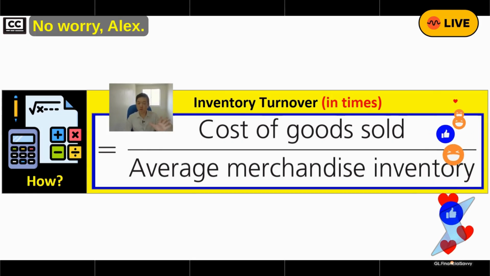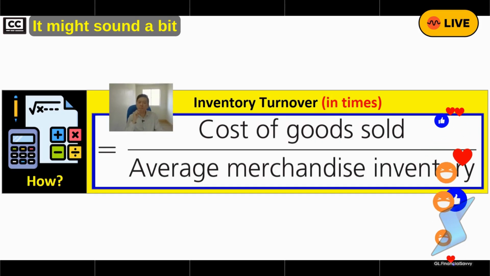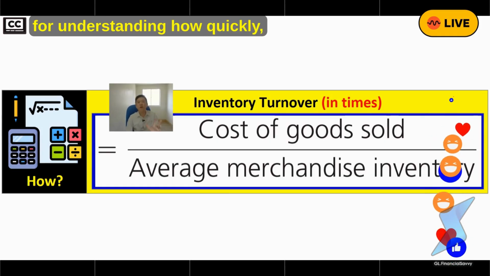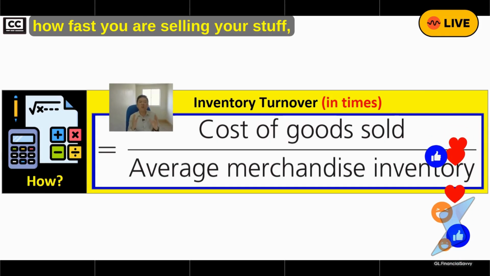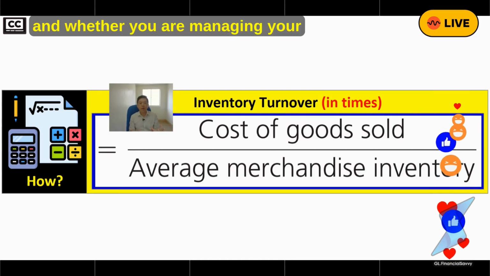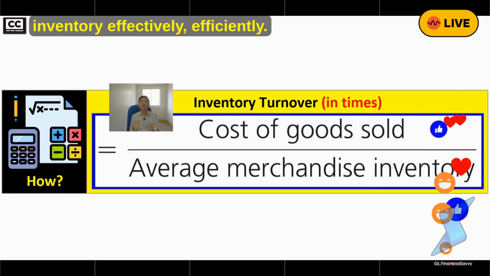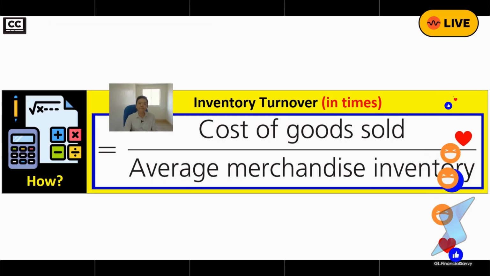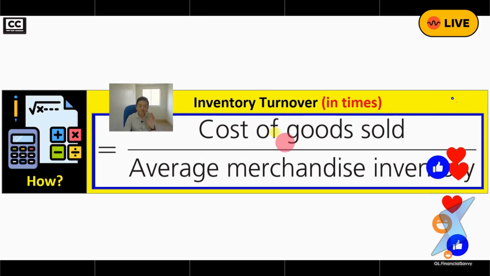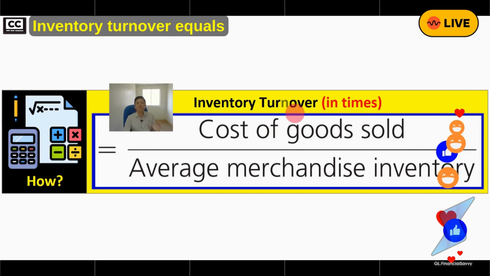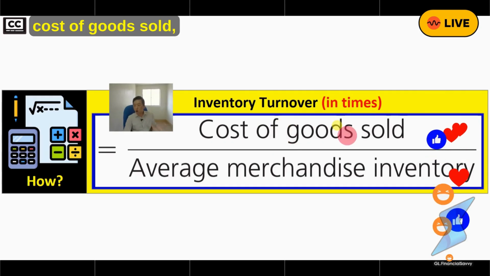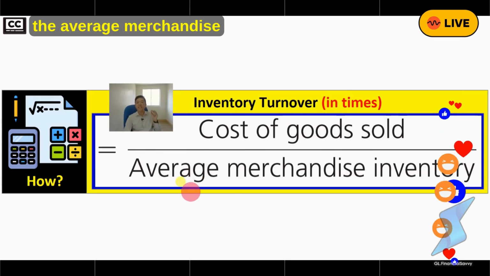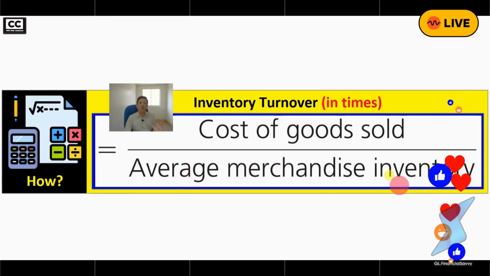No worry, Alex. It might sound a bit technical, but trust me, it is super useful for understanding how quickly, how fast you are selling your products, and whether you are managing your inventory effectively and efficiently. The formula looks like this. Inventory turnover equals cost of goods sold, COGS for short, divided by the average merchandise inventory.